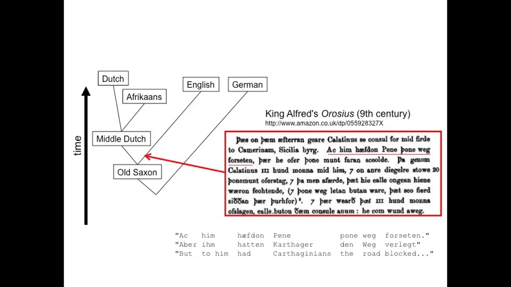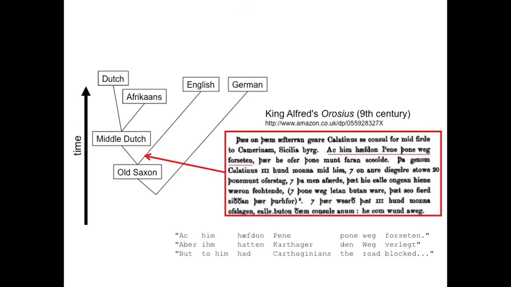You also have sort of a fossil record in linguistic evolution. And so here's a 9th century bit of text from the court of King Alfred. Read it. It doesn't really make sense for German or English speakers. But when you translate it directly into German, aber ihm hatten Karthager den Weg verlegt. That's a reasonable sentence in German. Carthage doesn't exist anymore, but grammatically speaking, that's a reasonable sentence. And that's a word-for-word translation of what the Old English says.